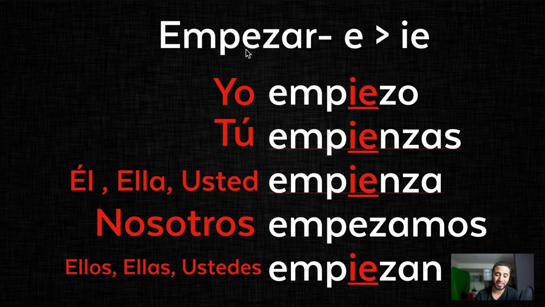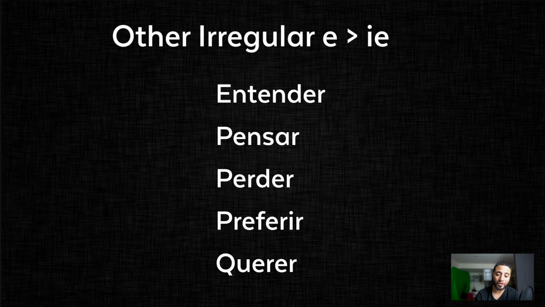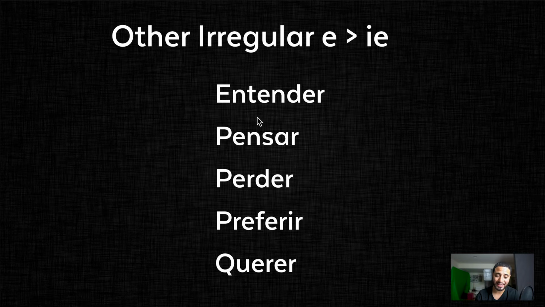All right, here's another example of an E to an IE. We have empezar, empiezo, empiezas, empieza, empezamos, empiezan. All right, and the last one we will cover for the E to the IE, mentir, miento, mientes, miente, mentimos, mienten. Now, other irregular E to IE verbs are entender, pensar, perder, preferir, querer.